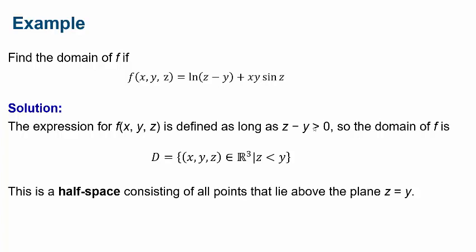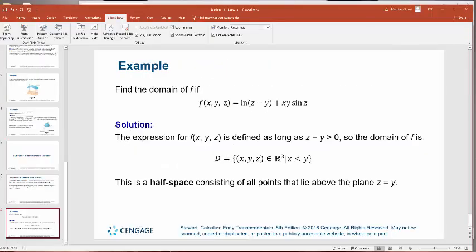So its domain is the set of (x, y, z) in real numbers such that, flipping this over, and this is a little bit of a typo, you add the y over, z is greater than y. So this is a half space consisting of all points that lie above the plane z equals y. All right, I hope this was a quick and nice, easy introduction for you to functions of more than 1 variable.